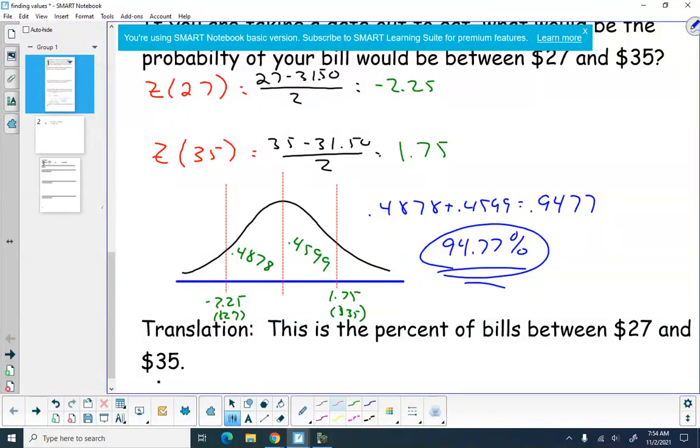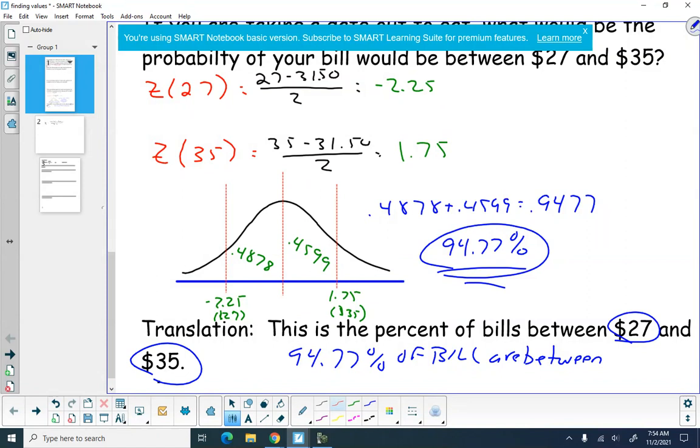That means there's 94.77% of the bills are between this $27 and the $35. Why the probability is there? That just means that 94% of the bills are between those two quantities. That's why we have that probability. That's why we have a percent of that.